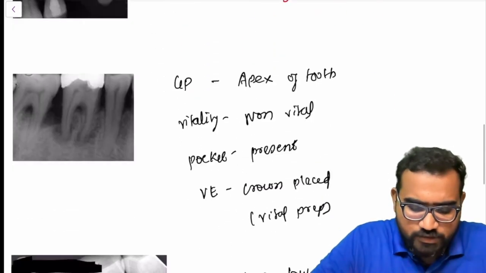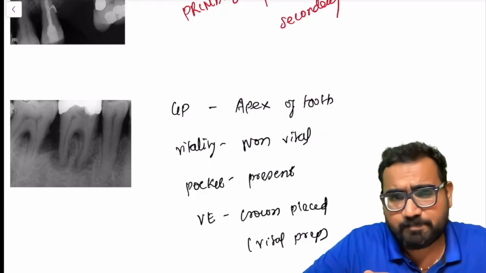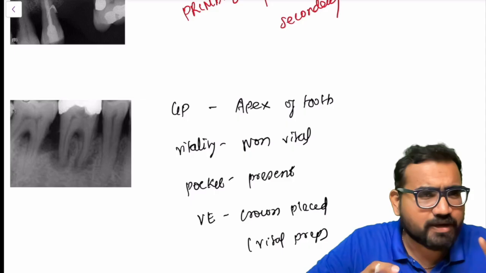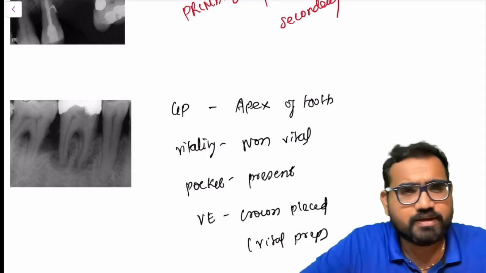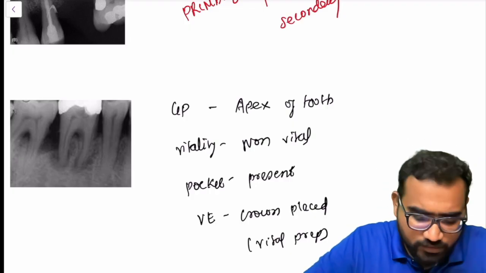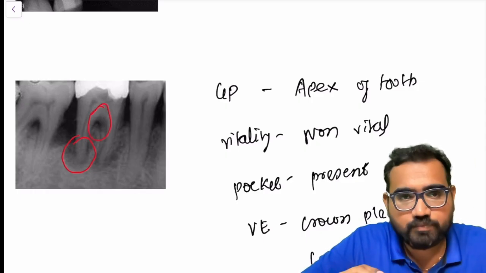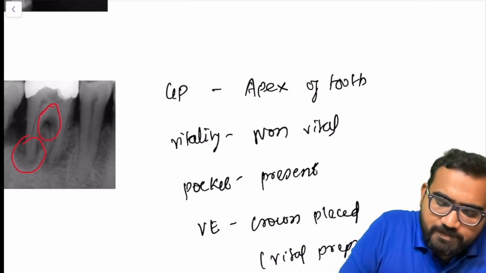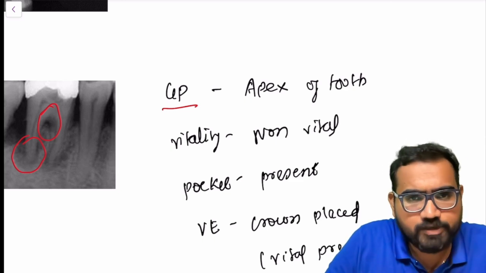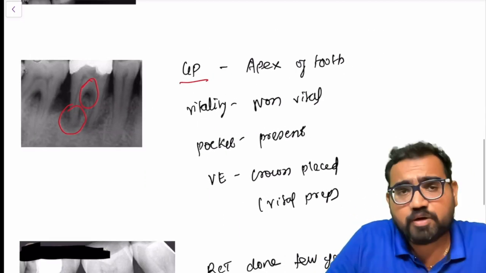Okay. So the next case, in this patient, I can see a vital preparation done and a cap placed over the crown, right? Because of which I can see some kind of angular bone loss on the distal aspect of the tooth, might be because of food impaction. Okay, so I can see some kind of periapical lesion, furcation involvement. When I track the GP, it moves towards the apex of the tooth. The tooth will be non-vital. Obviously, there is a periapical lesion. The tooth will be non-vital. Pocket is present because of bone loss, and I can see a crown placed, vital preparation.